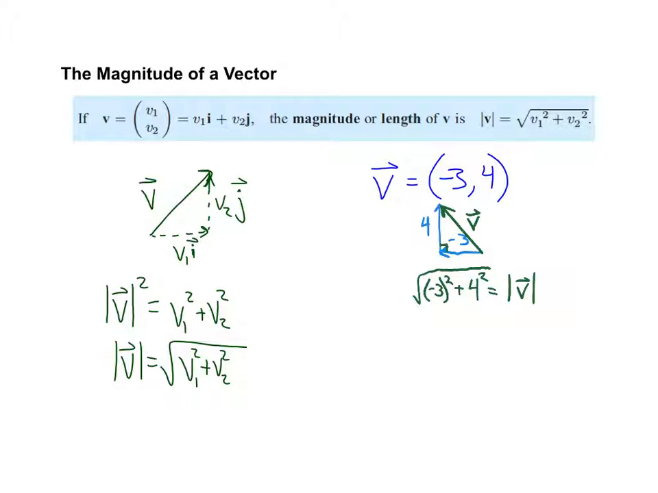Okay? So the magnitude in this case is what? Do you know your special right triangles? 3, 4, 5. Yeah, this one's actually a 3, 4, 5. And by the way, magnitude is a measurement of length or size, so it's always going to be positive. You're never going to have a negative magnitude. Okay?